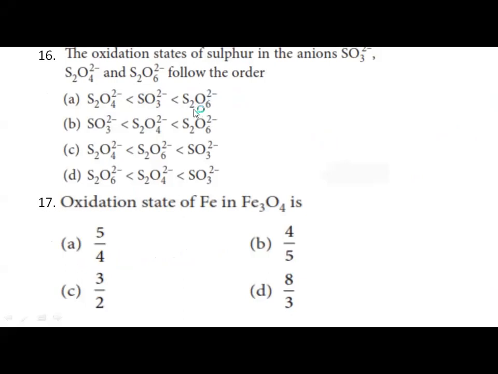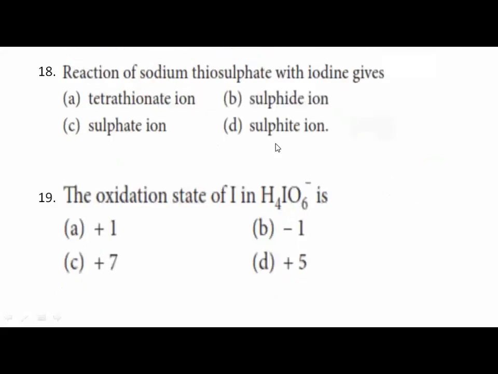Next question. Oxidation state of iron in Fe3O4. Fe3O4. X into 3 plus minus 2 into 4 is equal to 0. Minus 8 becomes plus 8. So X will be equal to what? 8 by 3. It will be equal to plus 8 by 3. So option D is the correct option. It is plus 8 by 3. Direct. Fe3O4 is an ore of iron, magnetite ore. Fe2O3 is hematite. Fe3O4 is magnetite ore.